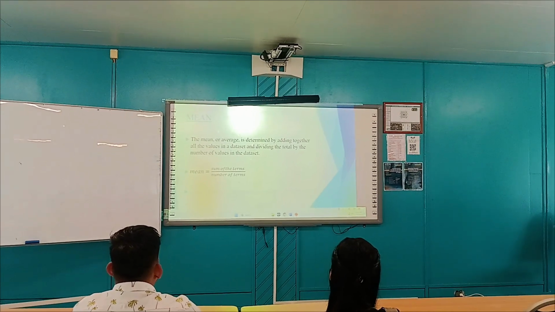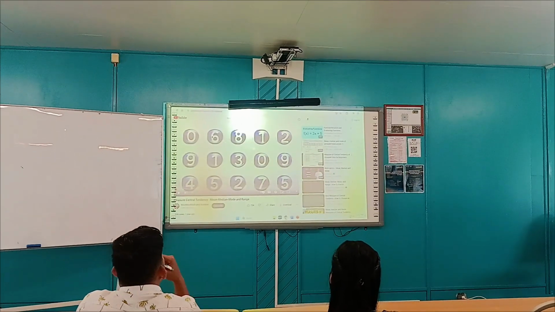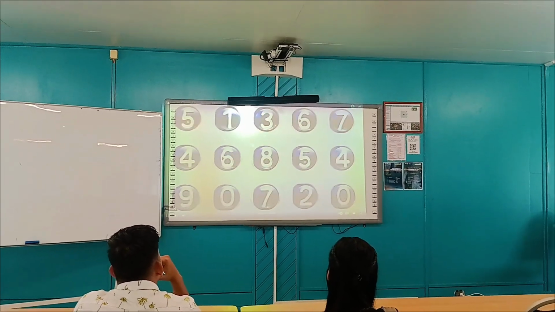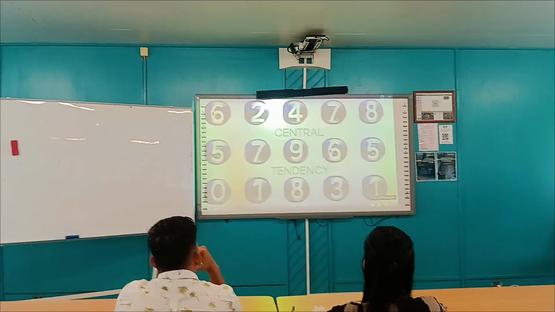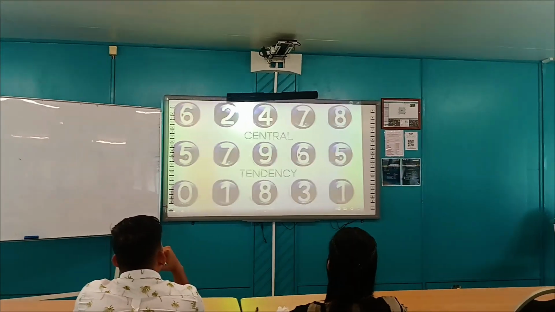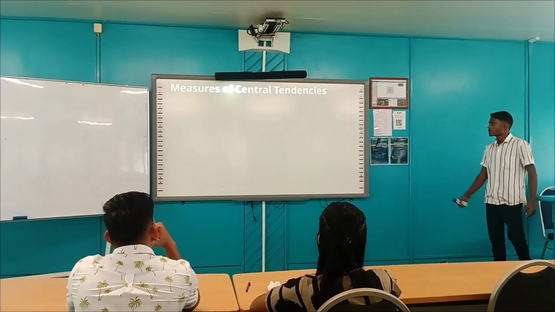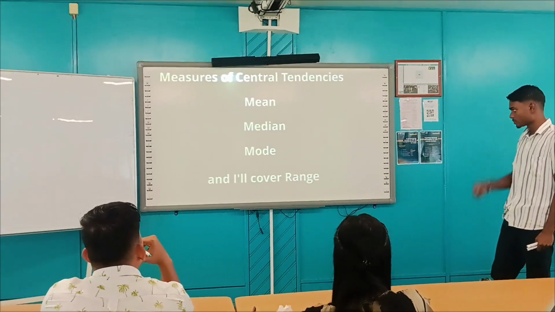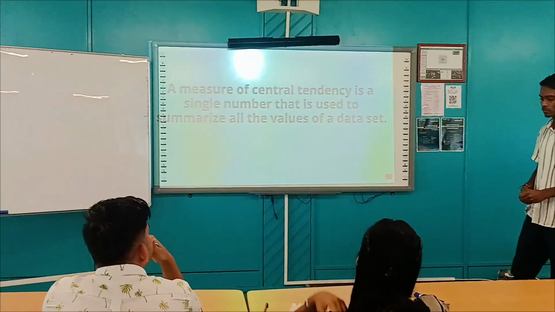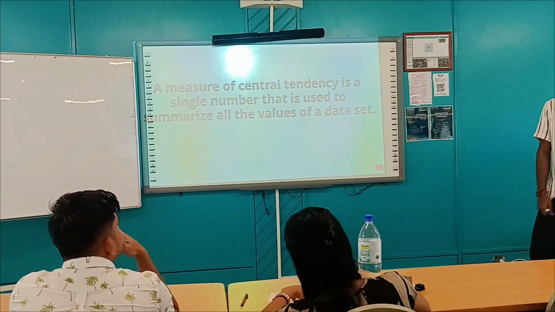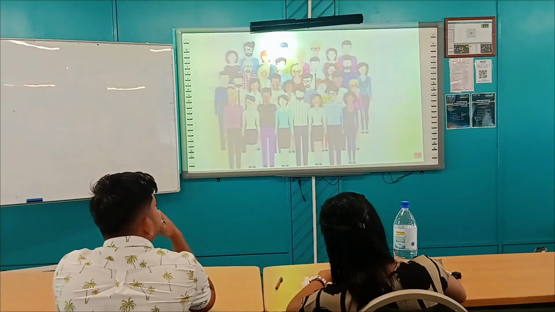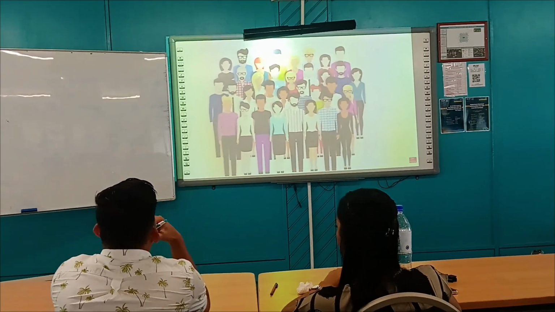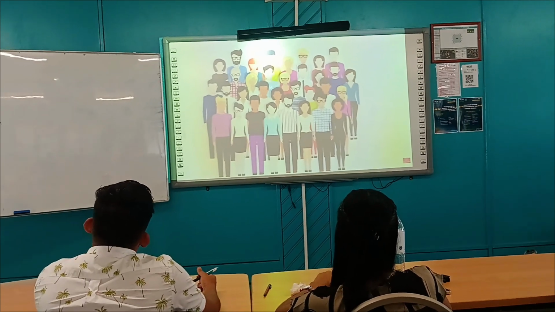So before that, I want you to see this video to have a clear idea what we will be doing today in this class. Measure of central tendency is one way to organize data so you can figure out what it is trying to tell you. In this video, I will cover three measures of central tendency: mean, median, and mode. A measure of central tendency is a single number that is used to summarize all the values of a data set. For example, you have a group of people. You may want to know if they're all close to the same age, or maybe what's the average height.